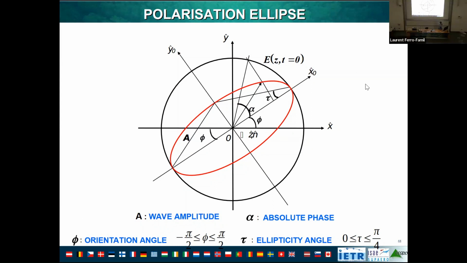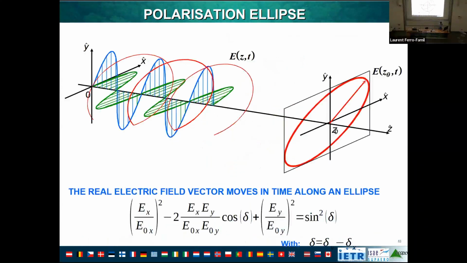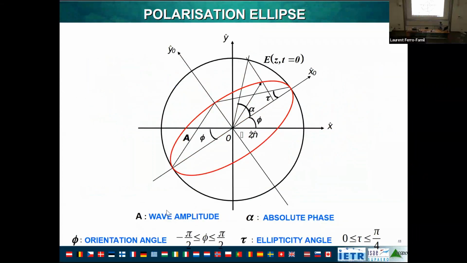The phi here represents the orientation of the ellipse with respect to the propagation axis. So if we go here, the phi would be the orientation of this axis here with respect to x. This parameter is defined between -π/2 and +π/2. Why? Because if you have an orientation which is larger than π/2, then you're ambiguous.